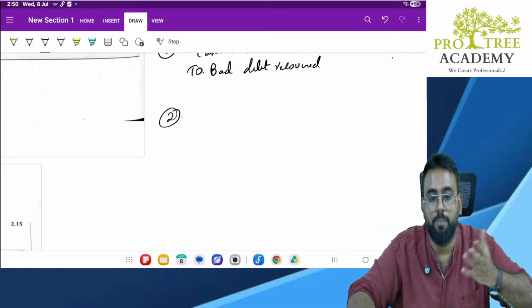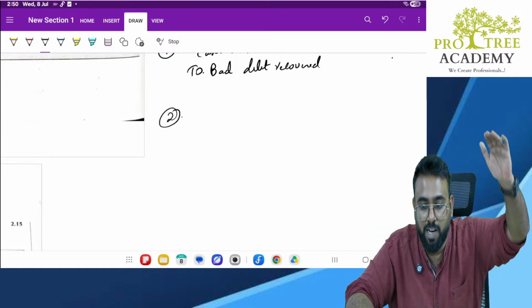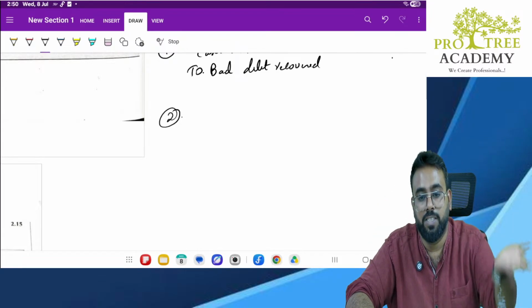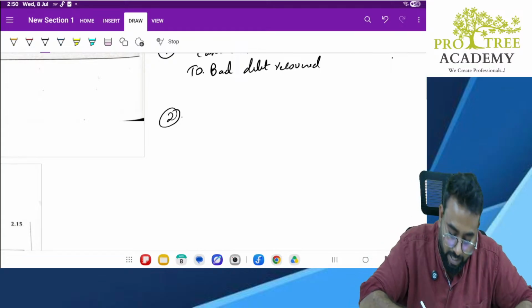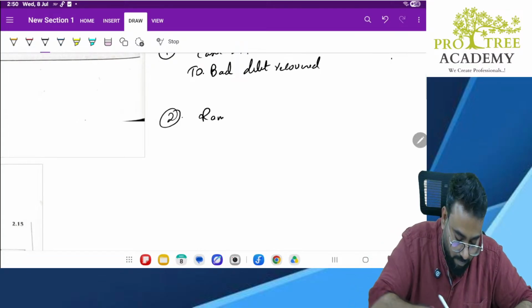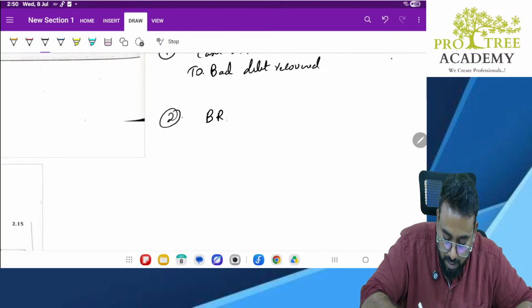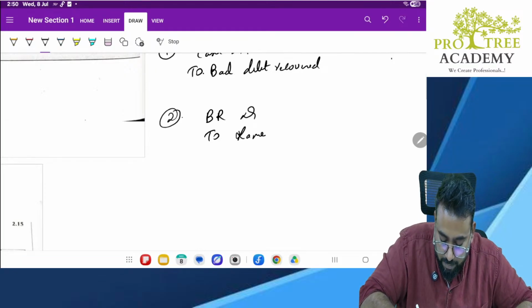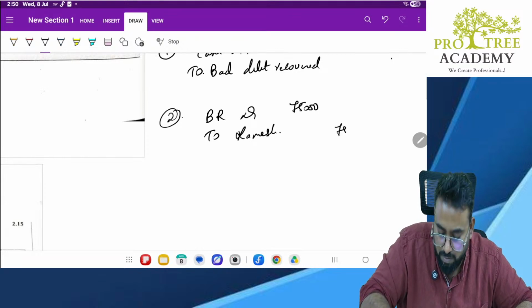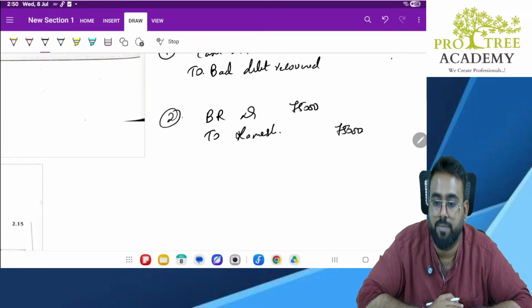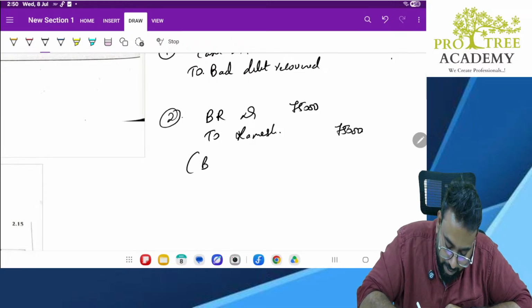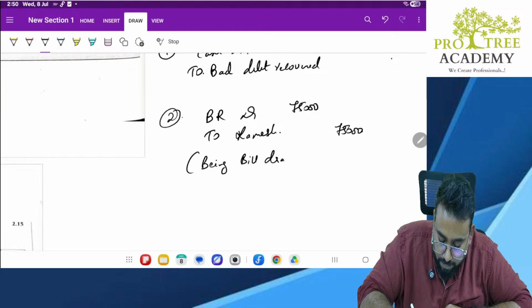So when we draw the bill, what do we do? We will reduce the Ramesh balance and increase the bills receivable balance. So we'll increase bills receivable balance, and decrease Ramesh, 75,000 only, no? Clear? Narration: Being bill drawn on Ramesh.